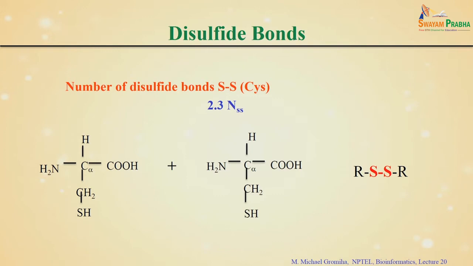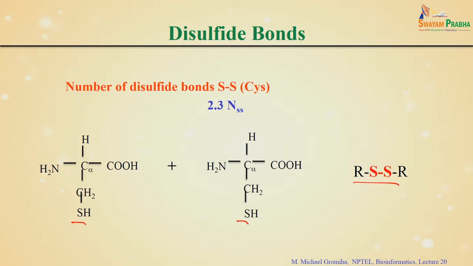Then we also have disulfide bonds. How are disulfide bonds formed? In the oxidative environment, between the two cysteines, you can see the S-S. So finally you get the disulfide bond. Disulfide bonds are stronger bonds.